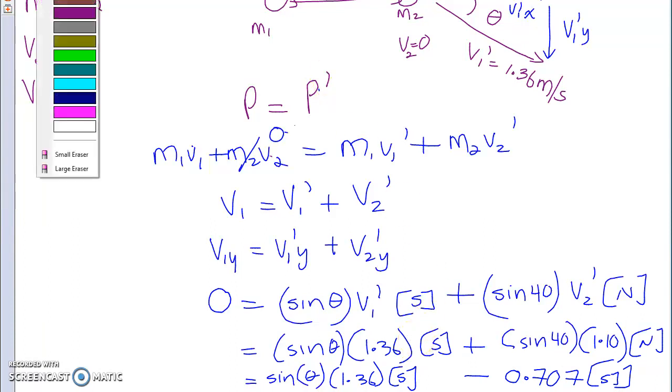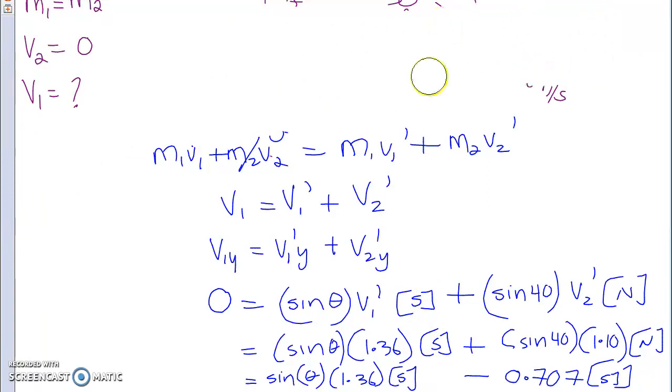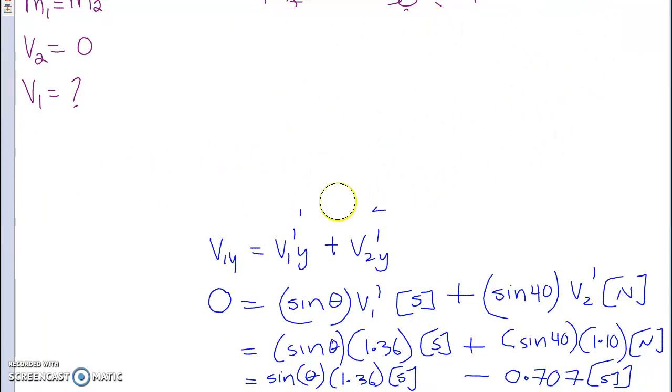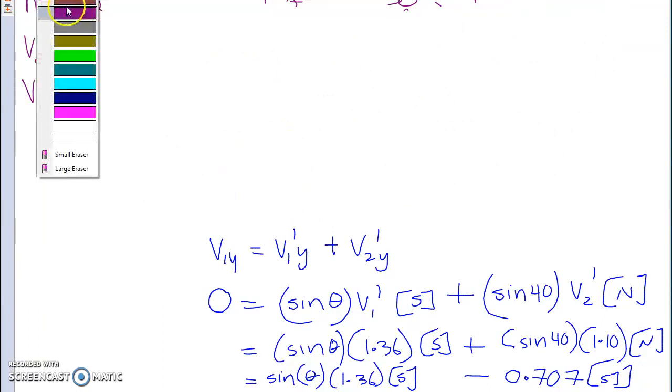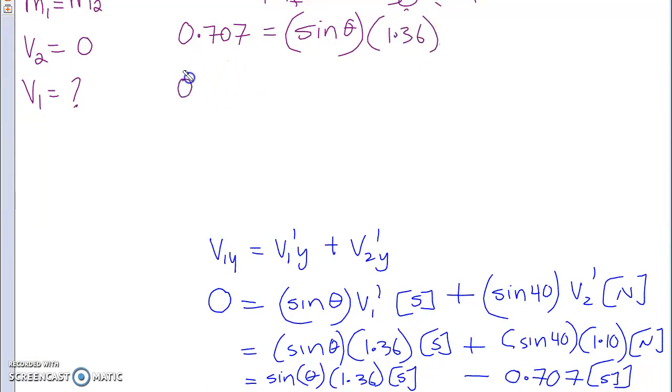We're going to go back to before, erase some of these, and we end up with the following. So we bring it over to the other side, so it becomes 0.707, which equals sine theta times 1.36. 0.707 divided by 1.36 equals sine theta.